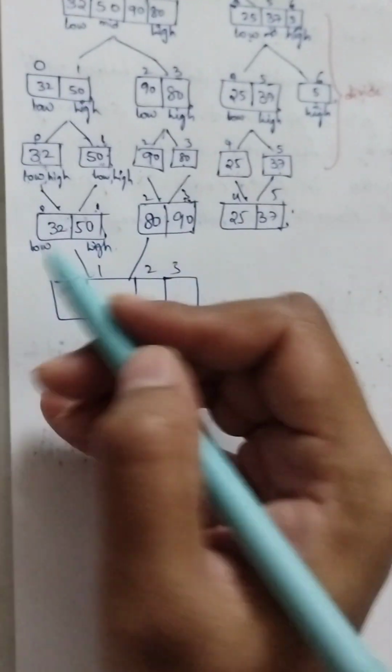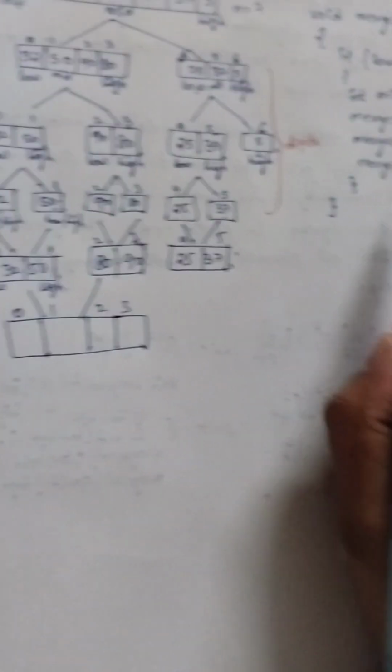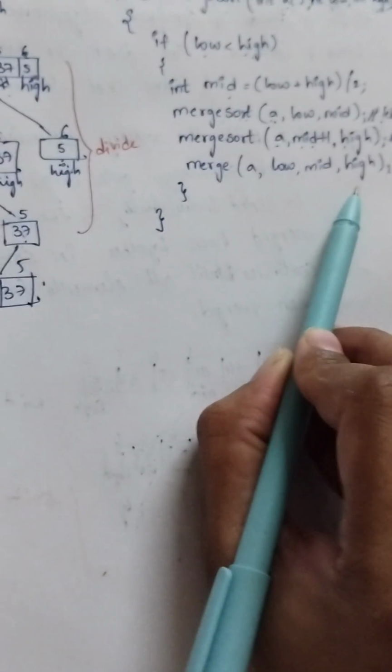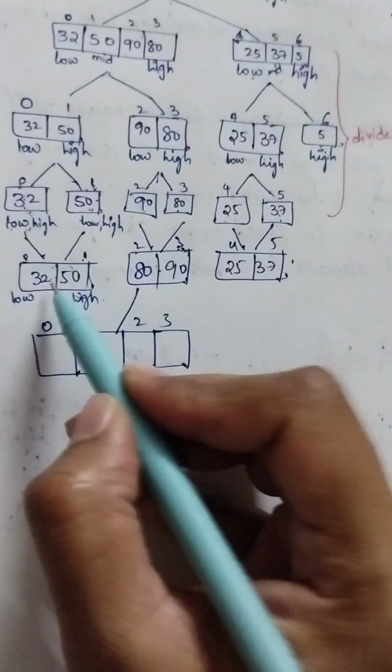Mid plus 1. So how many arguments do we want here? Low, mid and high, right? So that is the reason we are passing for merging: array A, low, mid, high. Clear? So now again, how are we going to merge these two?